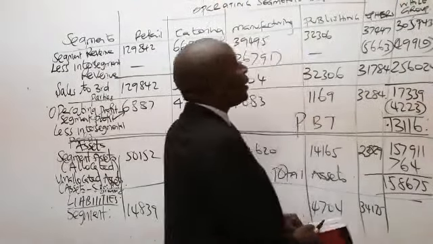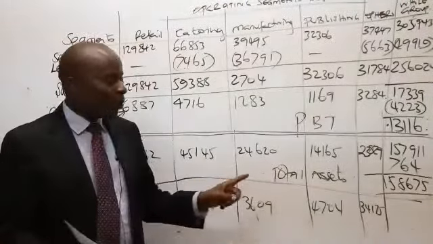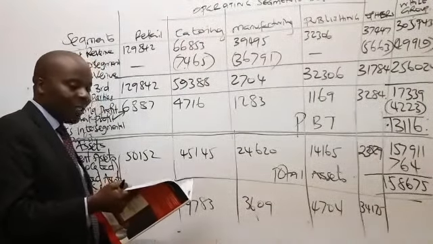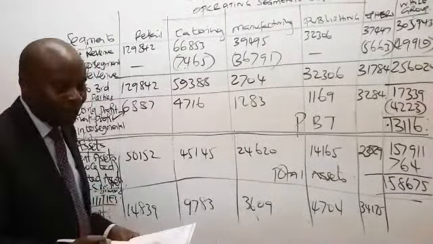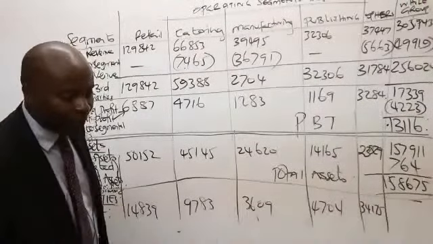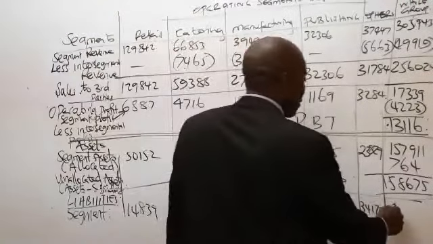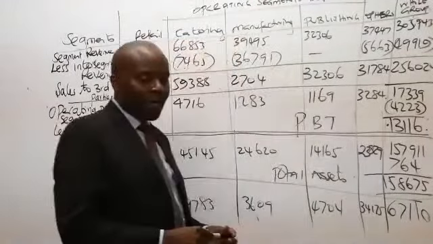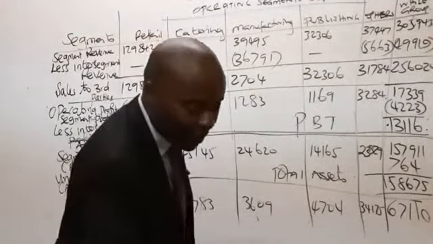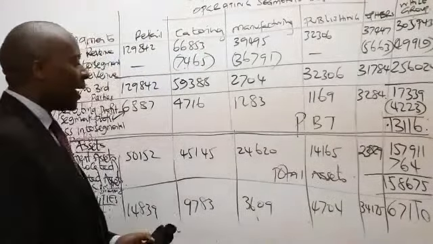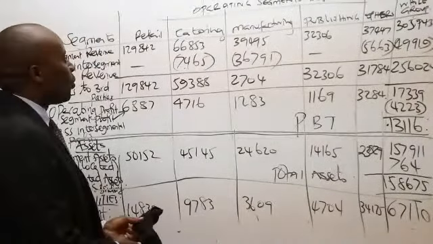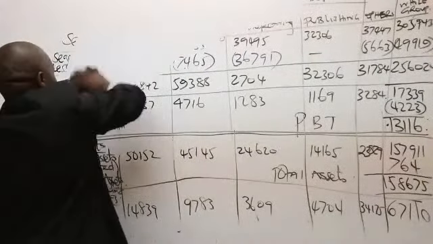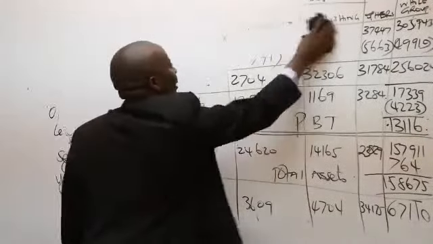Meaning, ladies and gentlemen, that the whole group, what will be the whole group? Because you see, for liabilities, we don't have unallocated. So 67,110. And that is the end of my segment report.